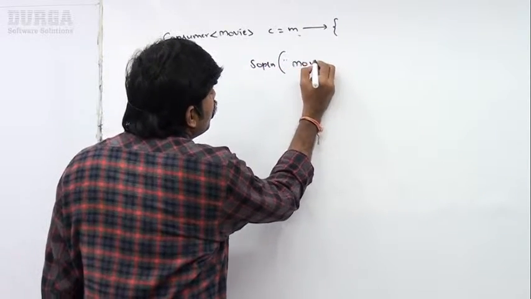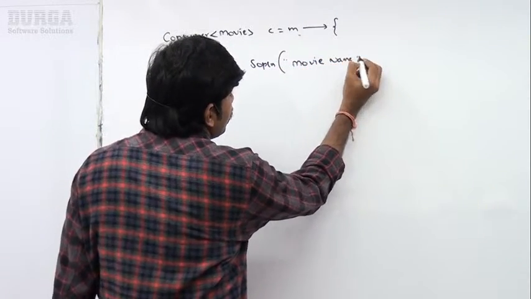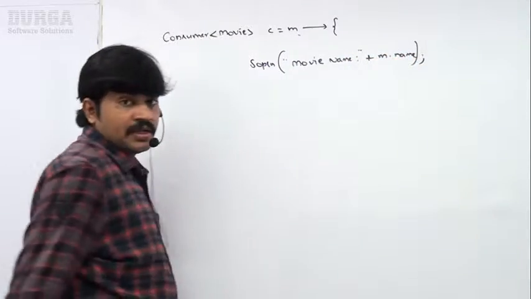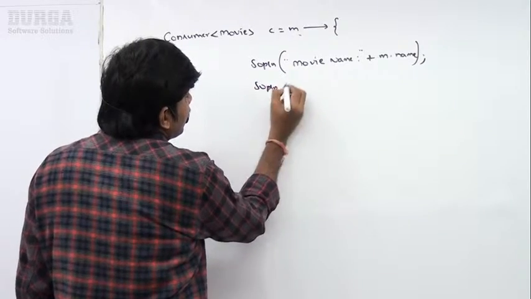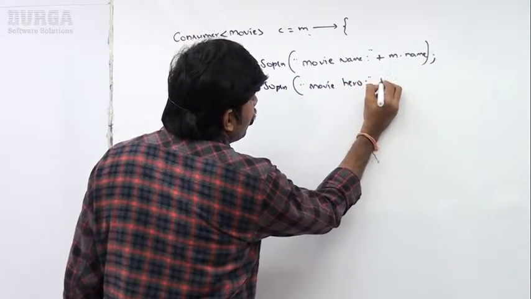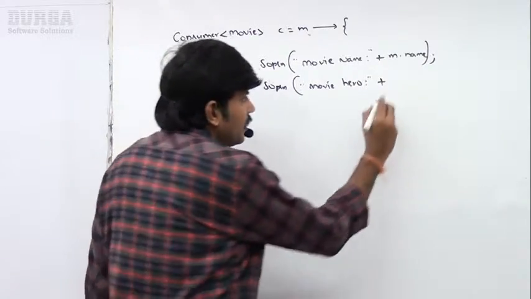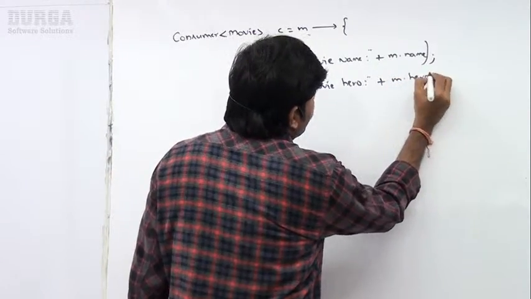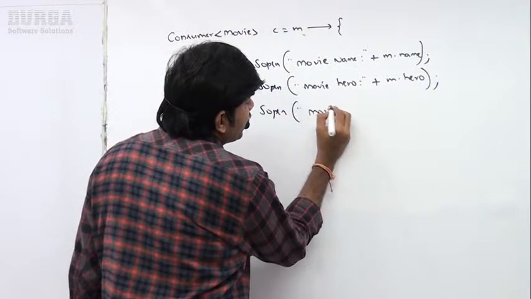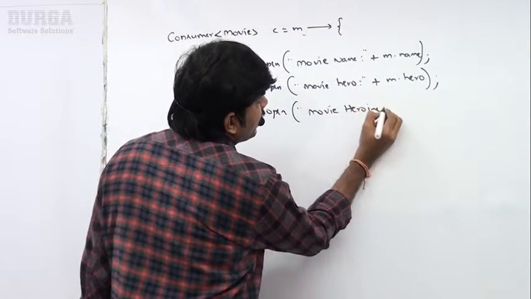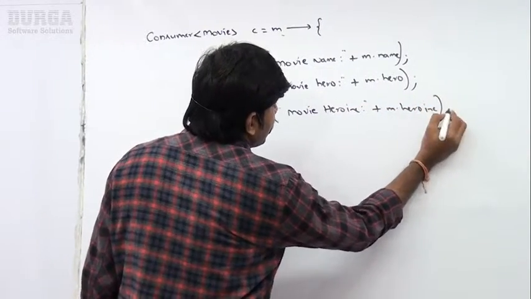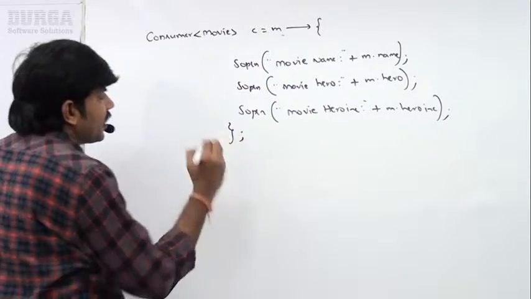m means movie object. Now this is going to print System.out.println, the movie name. m.name, like this I'm taking. Next, System.out.println, the movie hero. Who is the hero in that movie? m.hero, like this I'm taking, sir. System.out.println, heroine. Are you getting heroine? m.heroine, like I'm taking. End of the lambda expression.